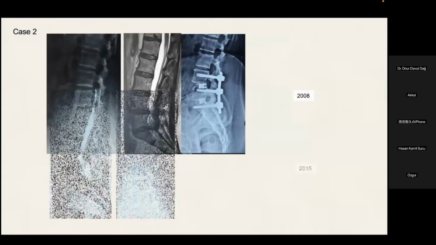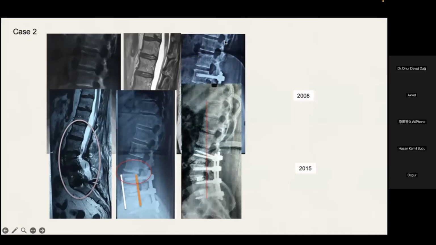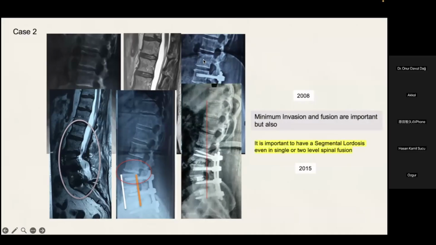Similarly, in a two-level problem, you can see we did not get a good amount of lordosis. It was a straight spine. If you have a straight spine, no matter how good a fusion you have, you can see a very nice fusion at a 5 years follow-up. But then the patient had adjacent segment disease. So we had to get a good sagittal alignment later on to get a good surgical outcome. So it is important to have a segmental lordosis even in single or two level spinal fusion.